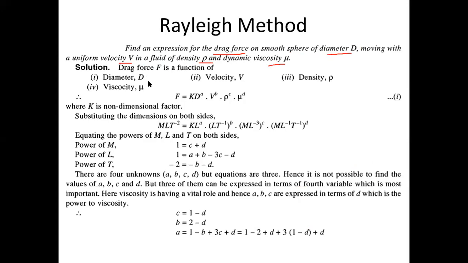Fine. So D to the power a, V to the power b, rho to the power c, and mu to the power d. Okay, so that is the same step we have done so far. Now we will convert them into their fundamental dimensions. So the fundamental dimension of force is MLT minus 2. No, they are all in multiplication. All right. So the fundamental dimension of force is MLT minus 2.